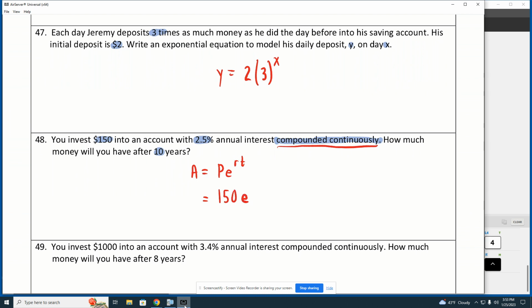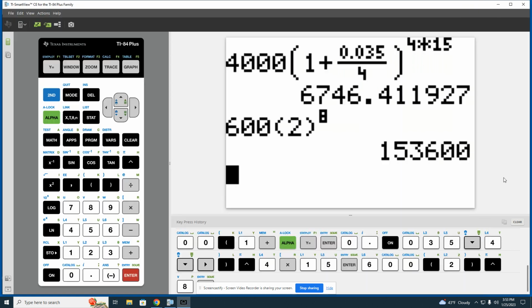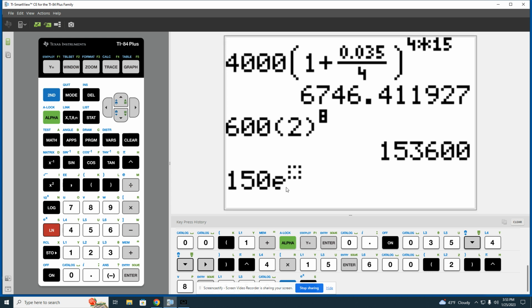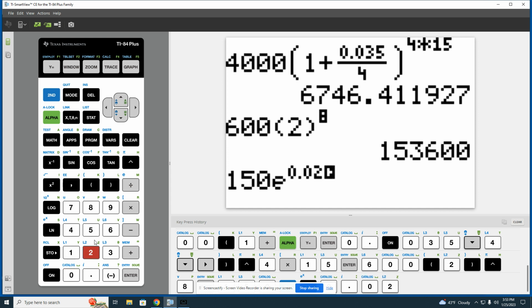e is my mathematical constant. You'll find it in your calculator. I'll show you in a second. We've already looked at it. Raised to the r, that's 2.5%, which is 0.025 times 10. That's the number of years. So I'm going to go plug this in. I'm going to type in 150, second ln. So that's 150 times e raised to the 0.025 times 10 power.